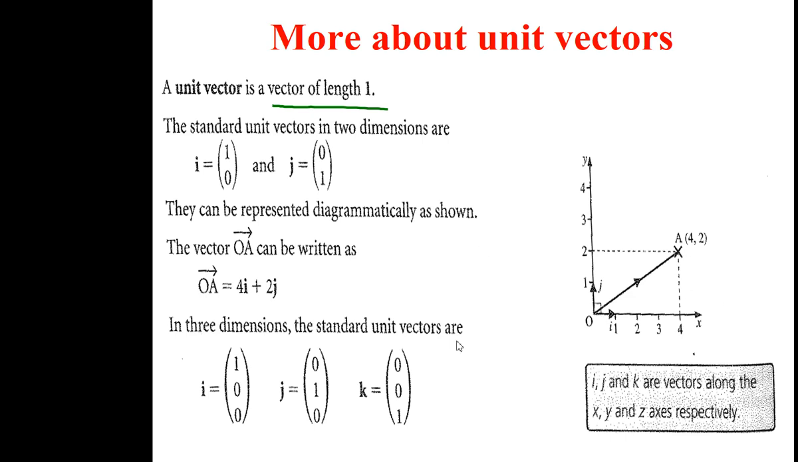By the way, the standard unit vectors in 2 dimensions are i, meaning you go across 1, in column vector form across 1, up nothing, and j would mean you went across nothing, up 1. In 3 dimensions, you've got x, y, and z directions. So i, j, and k are vectors along the x, y, and z axis. In 2-dimensional space, you've got an x axis and a y axis. In 3-dimensional space, you've got an x axis, a y axis, and a z axis.